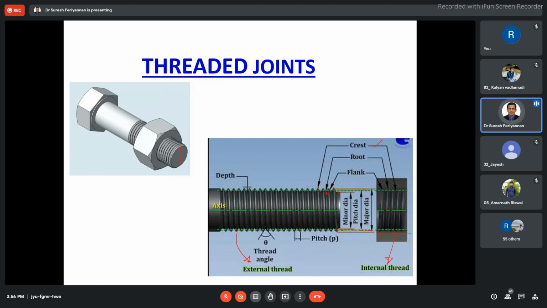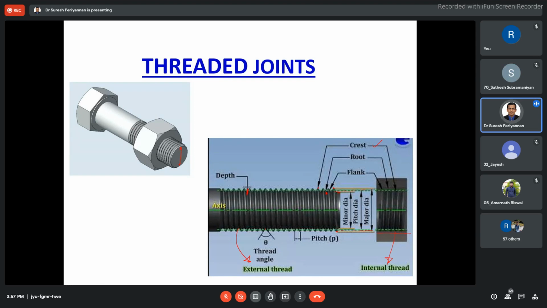Now this is the thread angle. Thread angle is nothing but the angle between two crests, the inclined surfaces, that is theta. Now this is the depth of the thread. Then, can you tell me how I can find out the depth of the thread?